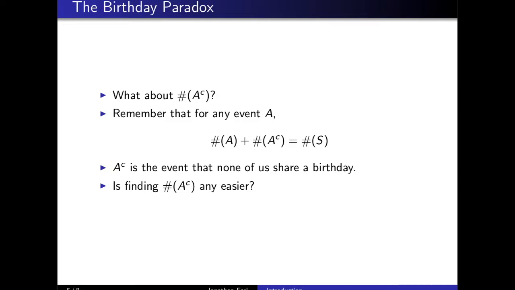Because if we take any collection of birthdays, it's either the case that at least two people share a birthday or it's not. So you take any outcome, you get one of those two possibilities. You take all of the outcomes in which at least two people share a birthday, and all of the outcomes in which you don't have two people sharing a birthday. That's going to be your total collection of possible outcomes. So A complement is the event that no two people share a birthday. And maybe we can find this a little bit easier.